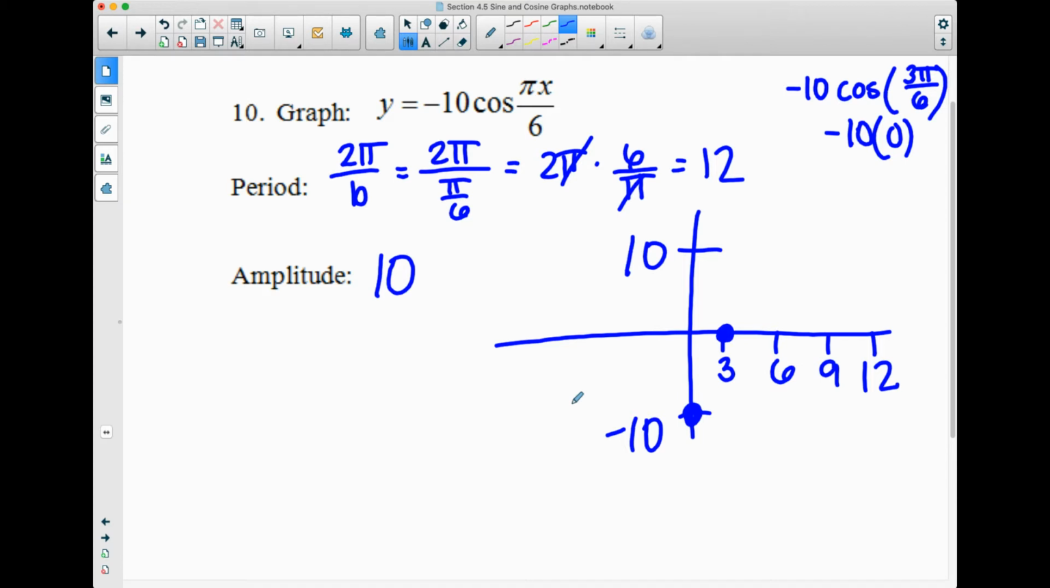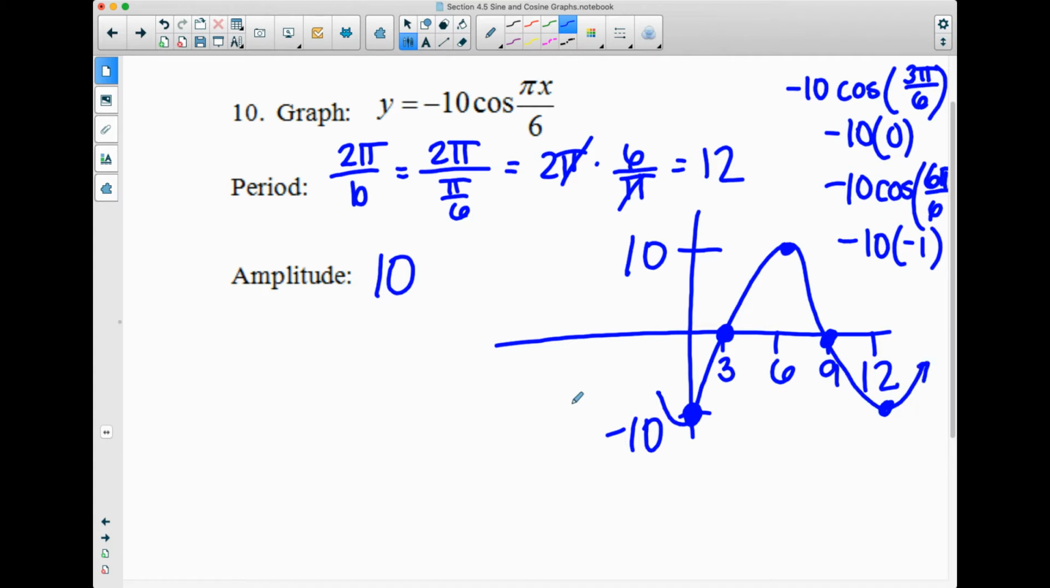Let's say I'm still not convinced. Negative 10 times cosine at 6 pi over 6, which is just pi. Cosine here is negative 1, sorry. Negative 10 times negative 1 is a positive 10. I could keep going if I wanted to, but I have my graph.